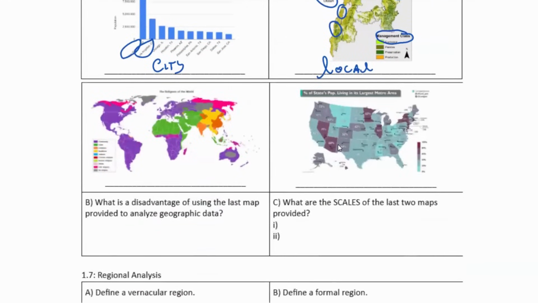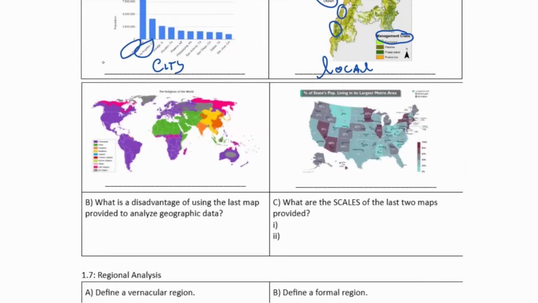Moving on to these two, this is religions across the world here. So the purple is Christianity, the green is Islam. I think the orange is Hinduism, and then the yellow is Buddhism. I'm just showing this off. That has nothing to do with the question here.